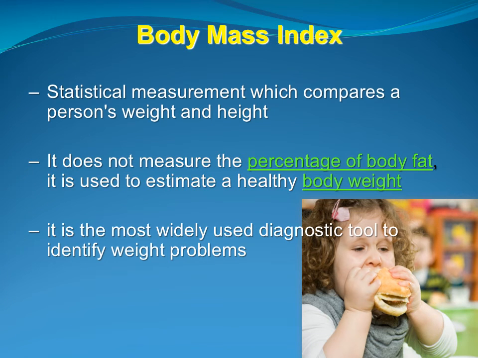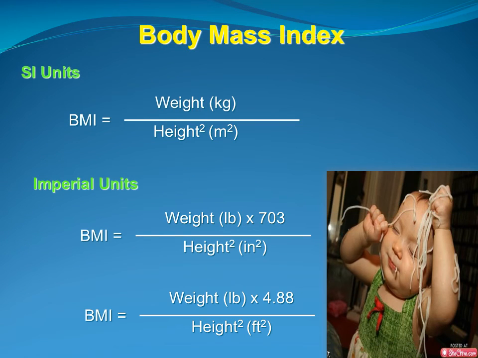Another way of assessing the nutritional status of an infant or a child is through your body mass index. This is a statistical measurement which compares a person's weight and height. It does not measure the percentage of body fat, and it is used to estimate a healthy body weight. It is the most widely used diagnostic tool to identify weight problems. So you would see here the computation for the ideal body mass index. BMI is equal to the weight in kilograms over the height in meters squared.